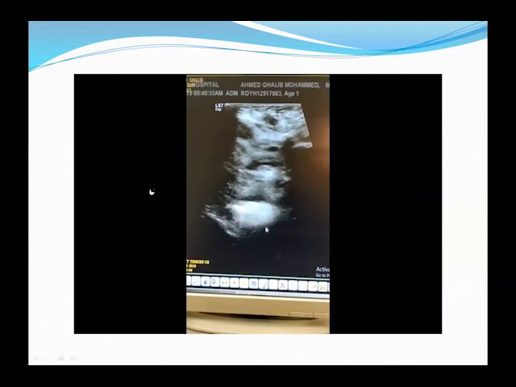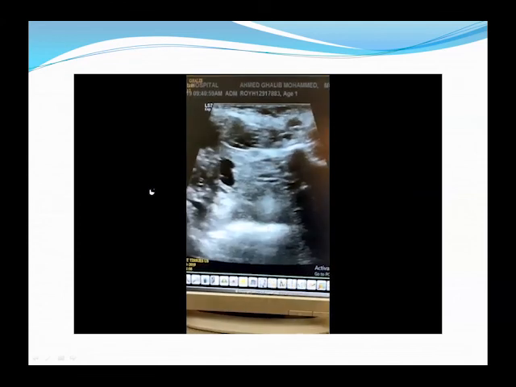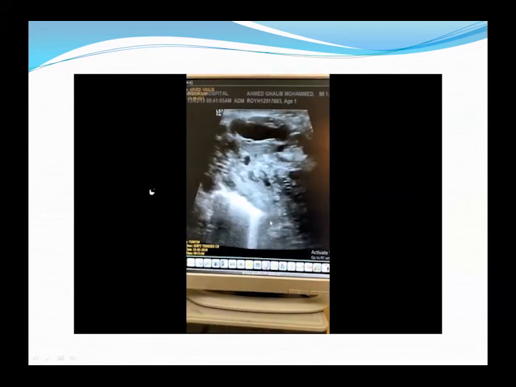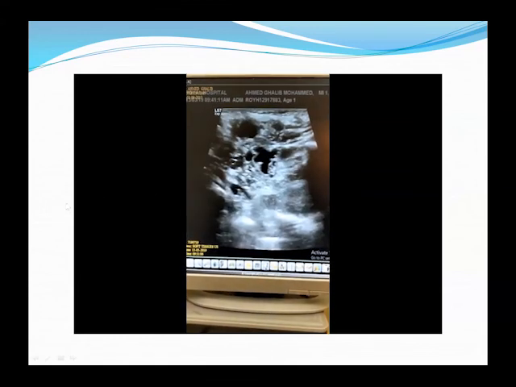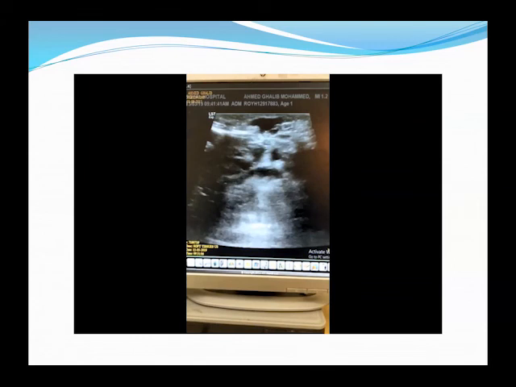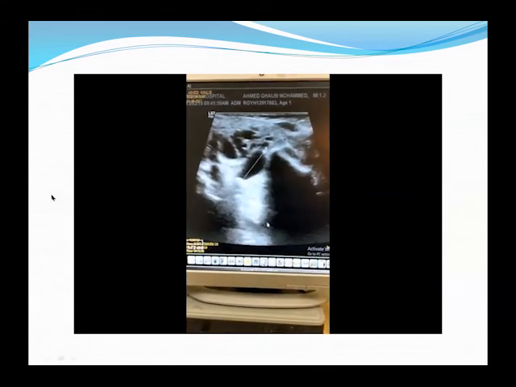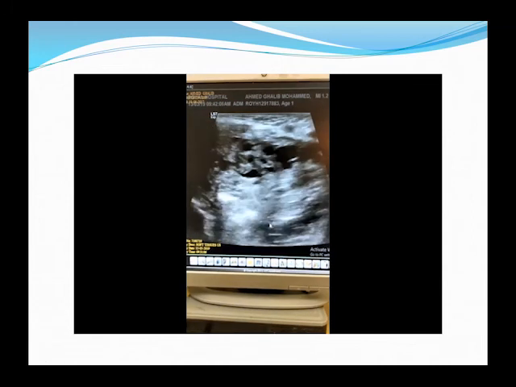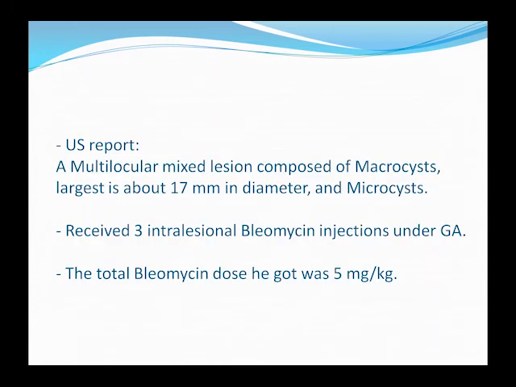This is the report, and this is the ultrasound also done for this child. The maximum diameter of the macrocysts was about 17 millimeters. In this situation, we consulted our interventional radiologist and decided to proceed with intralesional bleomycin injection, and the child received 3 more doses. All this was under GA, and we faced a lot of obstacles and difficulties because we had to arrange a PICU bed and post-anesthesia ventilation for this child.